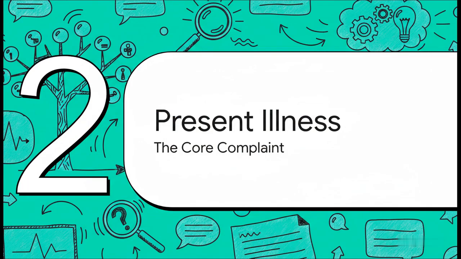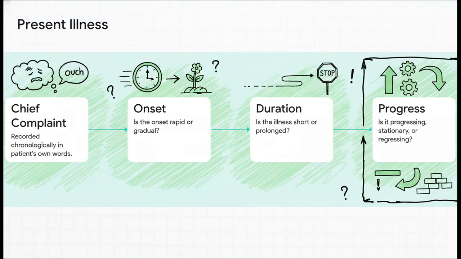Moving on to Section 2, unpacking the present illness, the core complaint. Let's dive into the very heart of the diagnostic puzzle. The history of present illness is where your clinical acumen truly shines, and you have to structure it precisely using these 4 steps. Step 1, record the chief complaints chronologically. And this is key, always, as far as possible, use the patient's own words. If they say they have a belly ache, write down belly ache. Don't translate it into abdominal colic right off the bat.